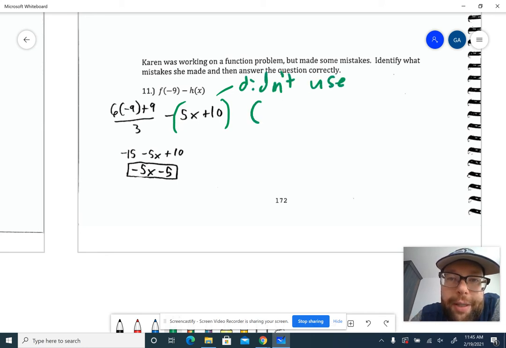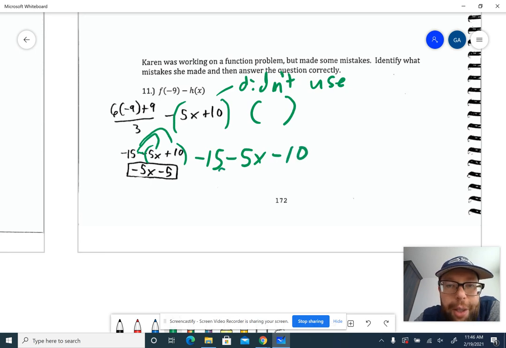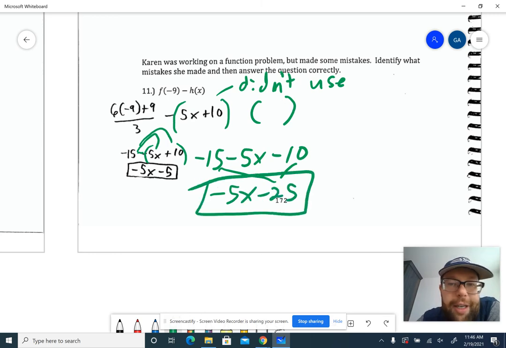So the problem is they didn't use parentheses. Okay, because when you do that, like they did solve this correctly, it would be -15. But when you put this in parentheses, that negative there needs to be distributed to both numbers. They did -15 plus 10, but when you distribute that negative, that plus 10 is going to be a -10. So what should have happened is you would get -15 minus 5x minus 10, so that when I combine those like terms, I would end up with -5x minus 25. That would be the correct answer.